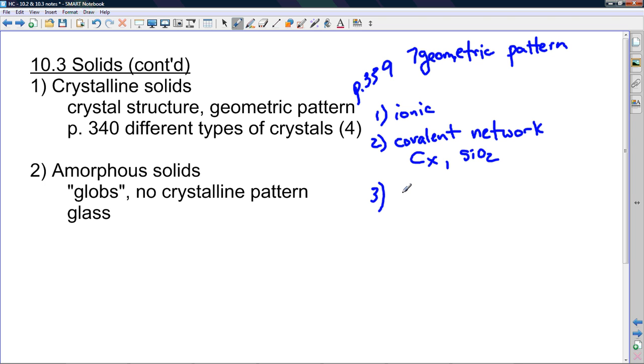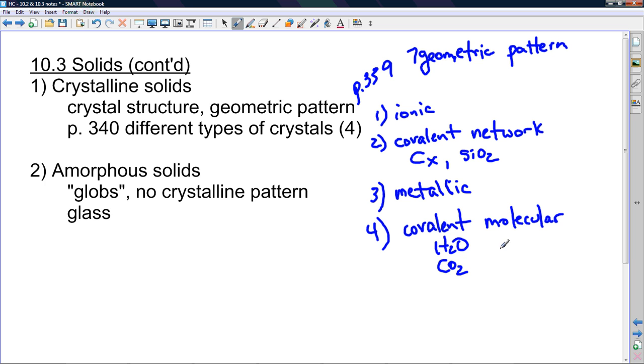Third type of compounds that have crystal structures are metallic compounds. Okay. And then the fourth one are covalent molecular. And these are the things like water, carbon dioxide, ammonia, and so on and so forth. Okay. So, a lot of different structures, a lot of different geometric patterns, 7 of them. And again, we're addressing basically 4 different types of chemical bonds that could form those 7 geometric patterns.